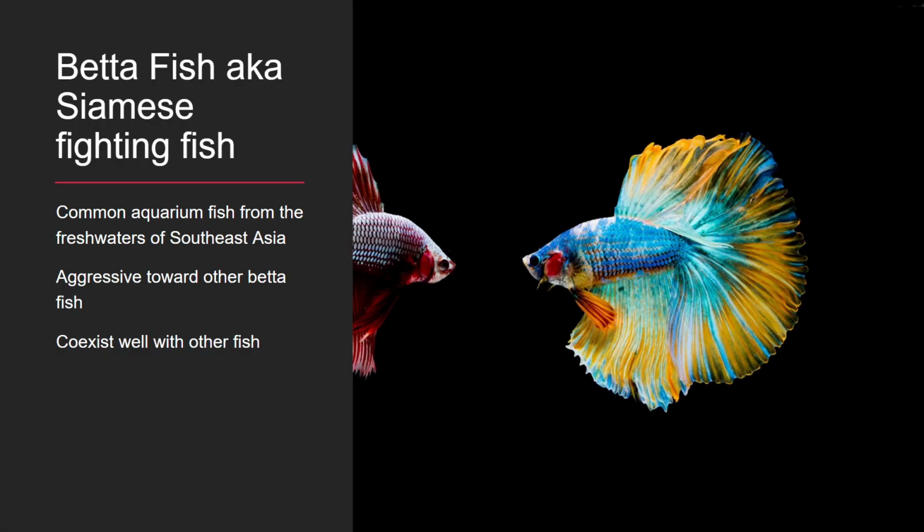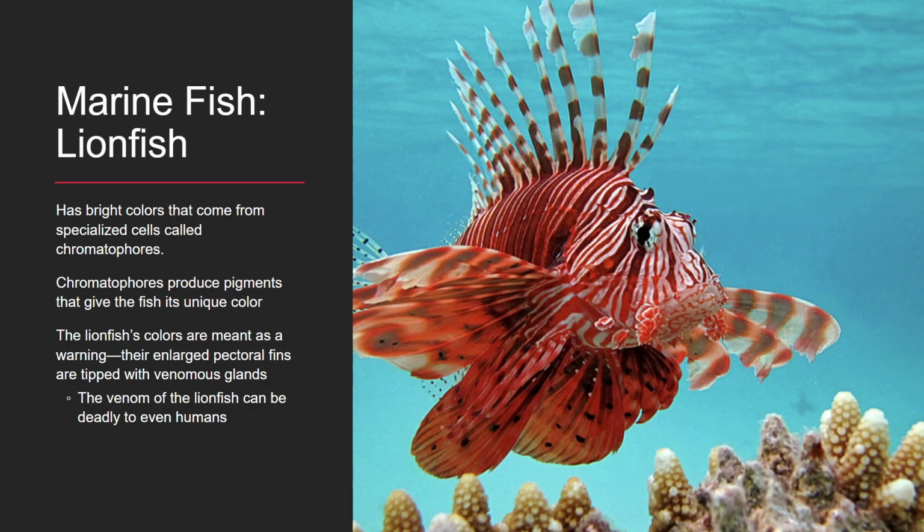Betta fish are also known as the Siamese fighting fish, very common aquarium fish, and they're from the freshwaters of Southeast Asia. They are aggressive toward other betta fish, especially the males. They do coexist well, though, with other fish.